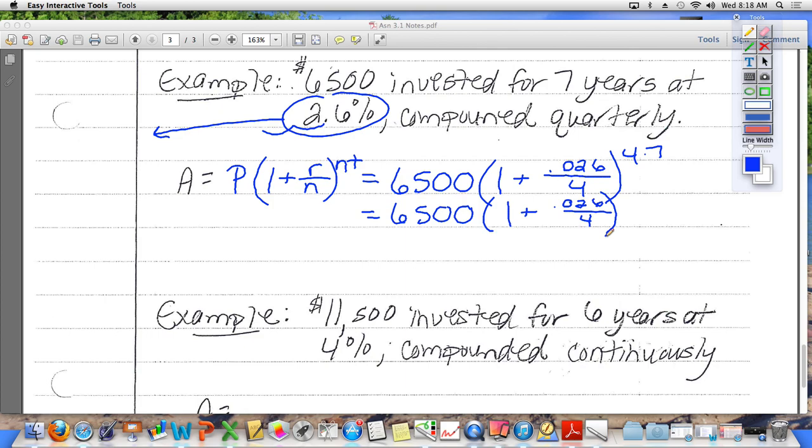Did I say to the power of 4? Divided by 4. Thank you. And then this is to the 28th power. 4 times 7 is 28. So now it's just a matter of typing this into your calculator.